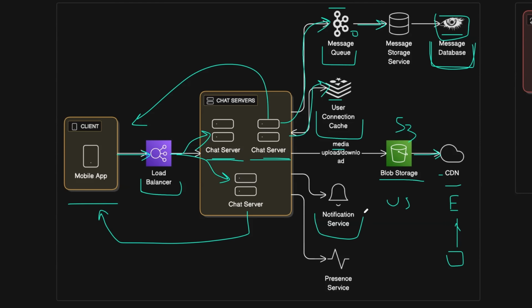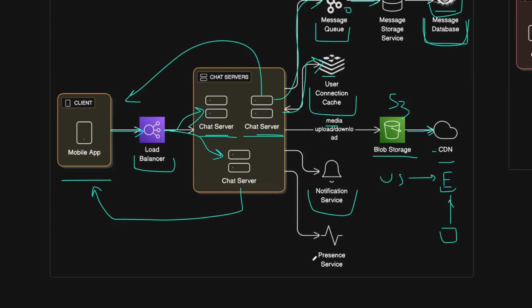Next, we also need a notification service. This is mainly for the offline users, who need to receive notifications either through Apple Push Notification Service or Firebase Cloud Messaging for Android. When someone messages you while you are offline, let's say user A messages user B, and user B is offline at the moment, they will instead receive a push notification, and later they can read the message when they open the app.